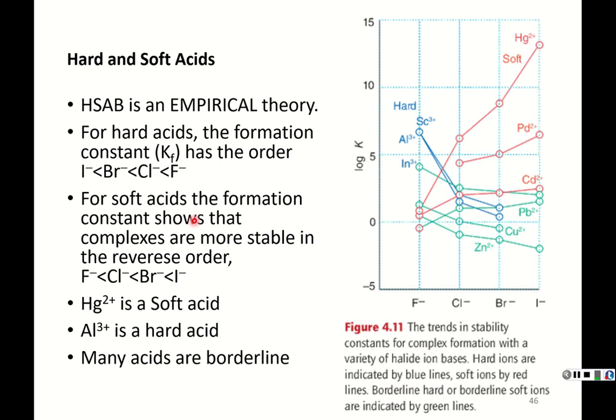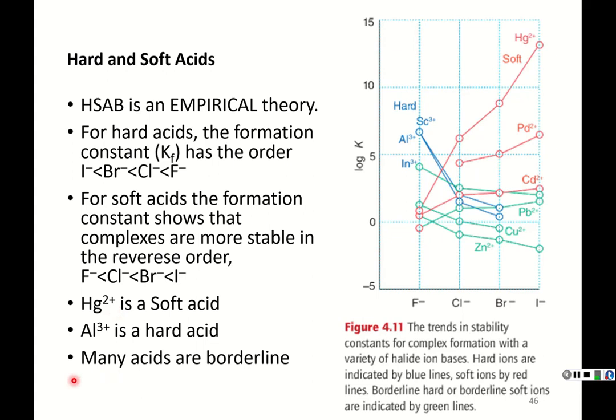So what does that mean? That means a soft acid is going to want to form an adduct with a soft base, and the formation constant is going to be higher when it does. So if it's getting higher as you're going down a group, that means softness is increasing down a group, or hardness is increasing up a group. Okay.